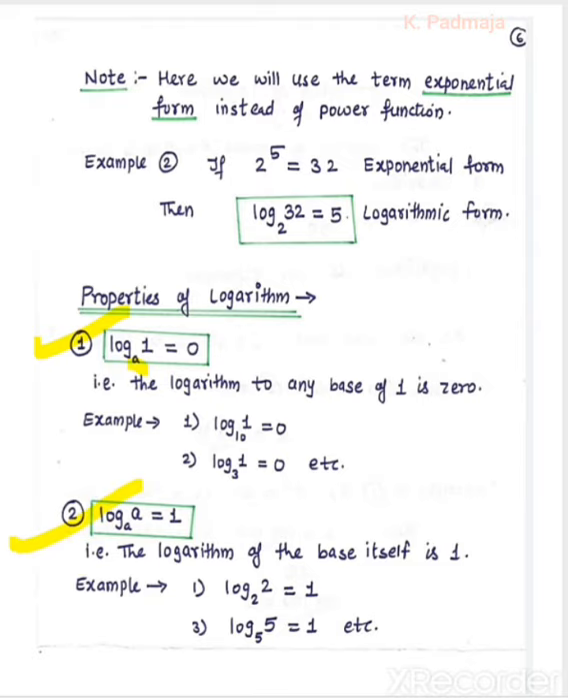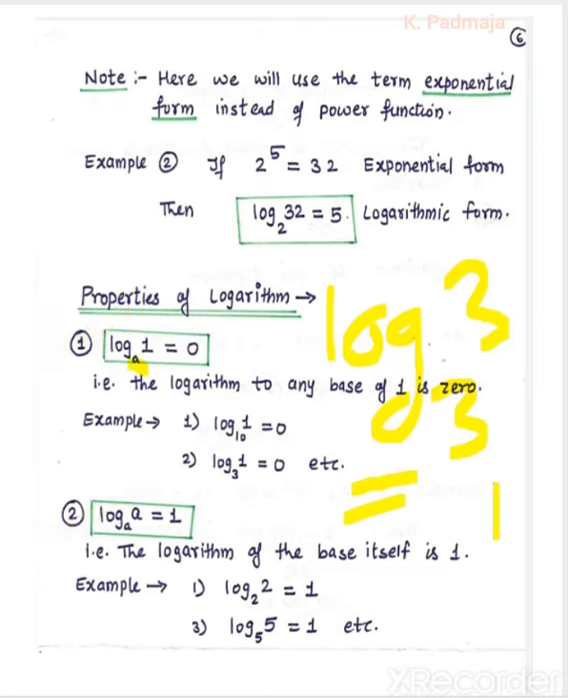The second property is log a to the base a equal to 1. Log a to the base a. Here the base and the number both are the same. Okay. So the logarithm of the base itself is 1. Suppose we have written log 3 to the base 3. Means here the number 3 and its base both are the same, in that case also we will get 1. So for example, log 2 to the base 2 is 1, log 5 to the base 5 is 1. So in this way we can find the logarithms. These are the properties.